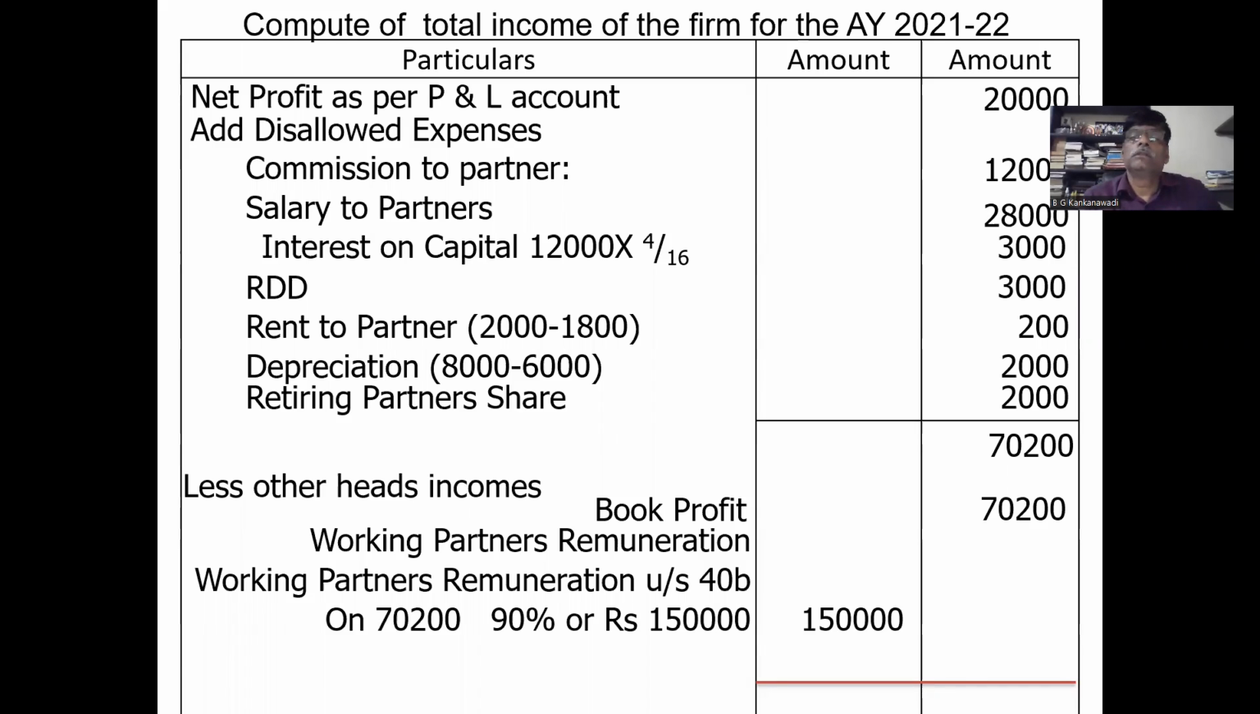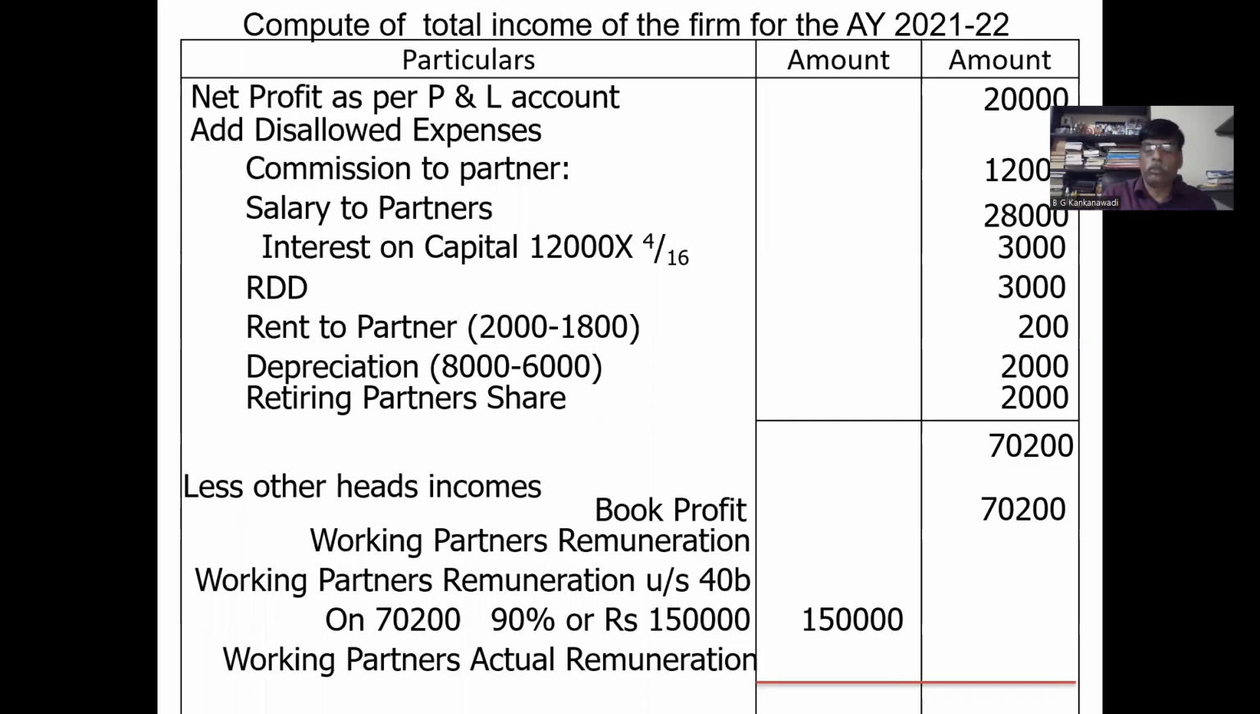And second point is 60% on balance. Balance is not there. So next point, you take actual remuneration. Actual remuneration paid to the partner is 40,000. That is commission 12,000, salary 28,000. Okay. So total amount paid to the working partners is whichever is less.